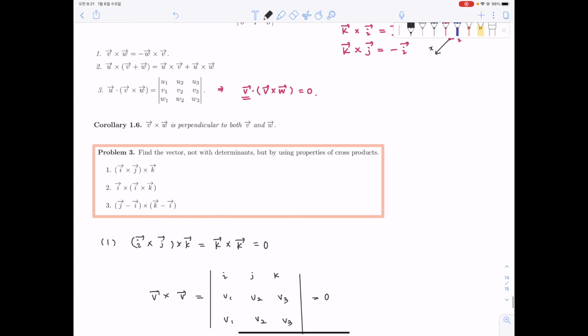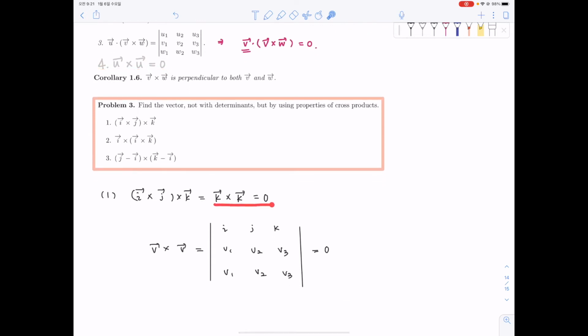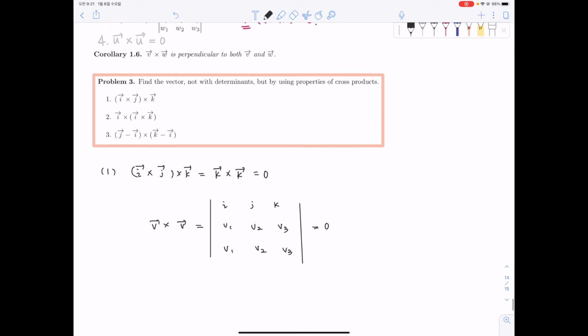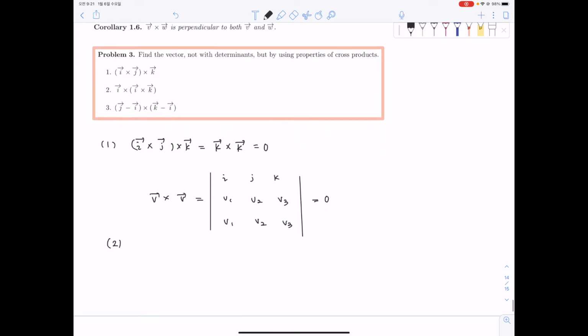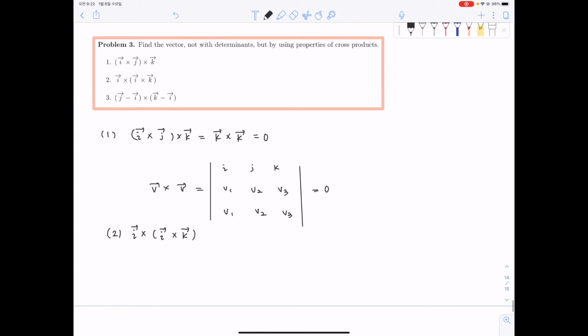So yes, we can add one property here: if we calculate the cross product of a vector with itself, then it is just 0. By this property, we can say this one directly. And let's see the next problem. i cross k. Okay.